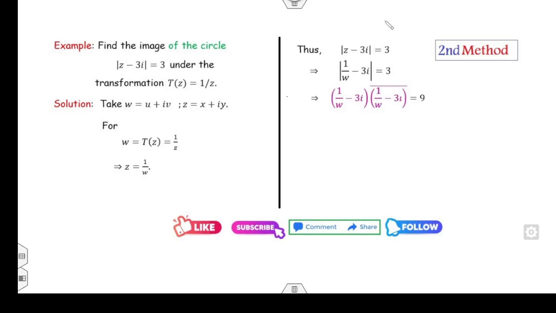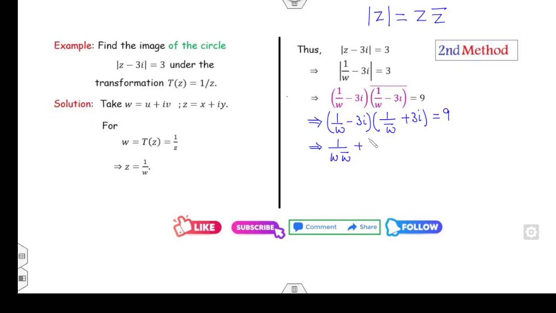Look at the second method. Because we all know if you have a complex number z, I can write modulus z square as z into z bar. Now you can open this: 1 over w minus 3 iota times 1 over w bar plus 3 iota, which is 9. Now open the bracket: 1 over w into w bar plus 3 iota into w minus 3 iota into w bar minus 3 iota square. 3 into 3 is 9, 9 iota square means plus 9, which is equal to 9. So 9 and 9 cancel.